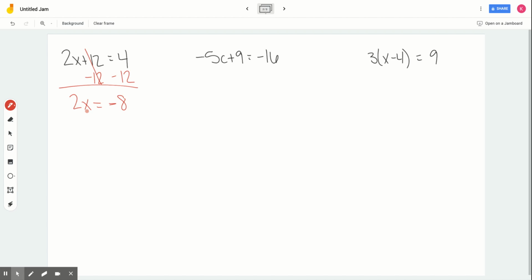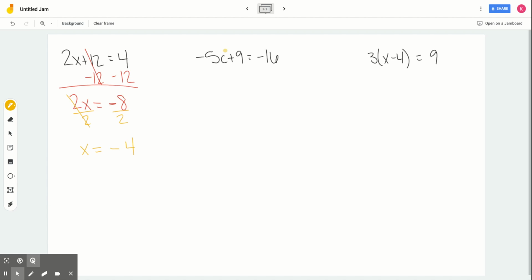Well, 2 and x are being multiplied, so the opposite would be to divide by 2. Again, multiplying and dividing by 2 cancel, so we're left with x. Negative divided by a positive is a negative, and 8 divided by 2 is 4. So our correct answer for the first equation is x equals negative 4. Now, go ahead and give the next one a try and come back when you're ready.